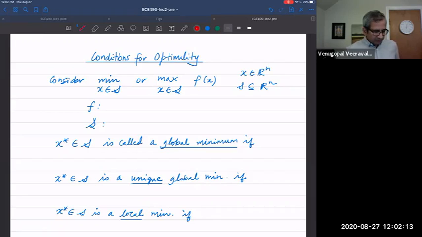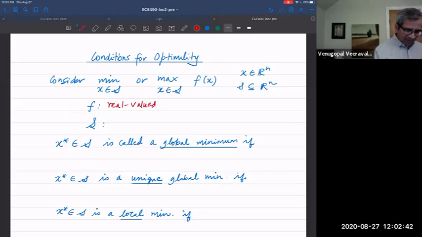So you want to minimize over some set S, or maximize over that set S, some function. Okay, and this course mostly will be dealing with just real valued functions. That means f maps some n-dimensional vector to the real line. So it's a real valued objective function.